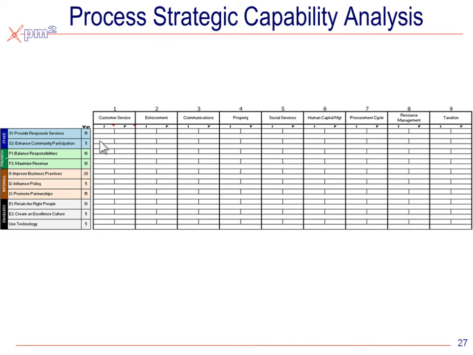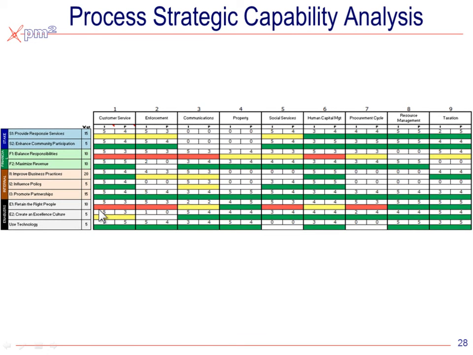So as we rate and rank the impact and performance of each process against each strategic objective, we can begin to create a sheet that looks a bit like this. I'll show you how to read it. If we take a look at, say, resource management, you can see that they have a high impact, 5, and they're performing well, also a 5, as they support, provide responsive services. And if I take a look all the way down, they're performing well.